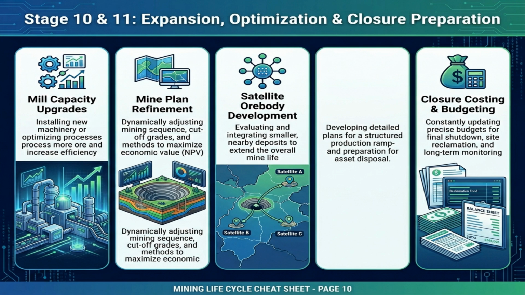Stages 10 and 11 focus on expansion, optimization, and closure preparation. Once a mine is operating, companies often look for ways to improve value by increasing mill capacity, refining the mine plan, or bringing in smaller satellite deposits. These efforts can extend mine life and improve economics. At the same time, responsible operators begin planning for the end of the mine by updating closure budgets and preparing for eventual shutdown. For investors, this phase is about maximizing remaining value while also recognizing that depletion is inevitable and closure liabilities need to be planned well in advance.